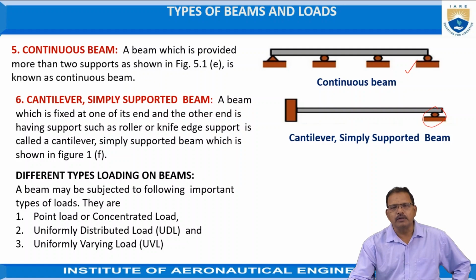These beams are always subject to loads. These are called vertical loads. Sometimes the reactions offered by the supports are also treated as the loads. These loads are classified as the point load or concentrated load, uniformly distributed load, uniformly varying load. Sometimes the beam is also subjected to a combination of point load and uniformly distributed load, or point load and uniformly varying load, or it may be a combination of uniformly distributed load and uniformly varying load.